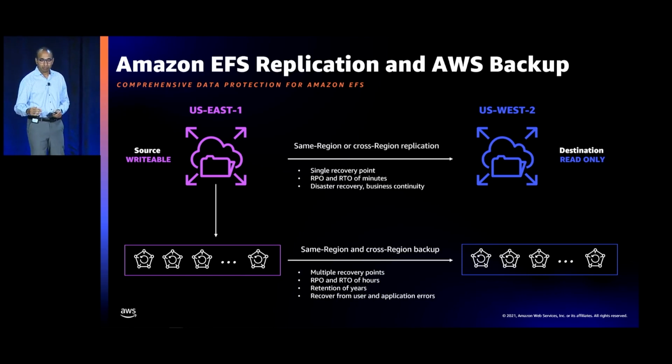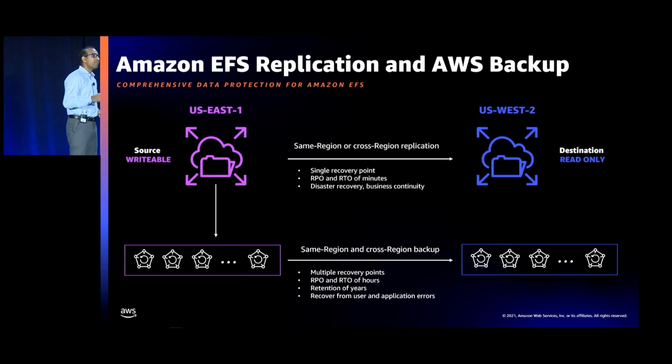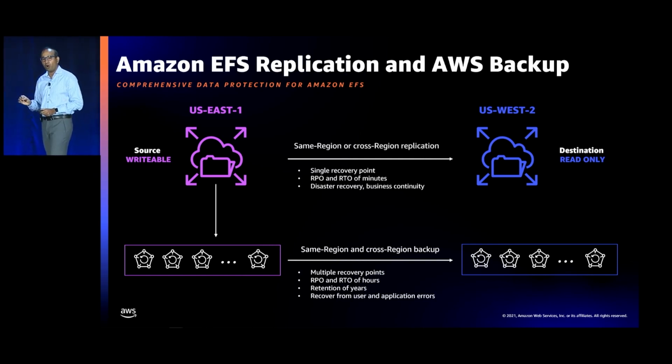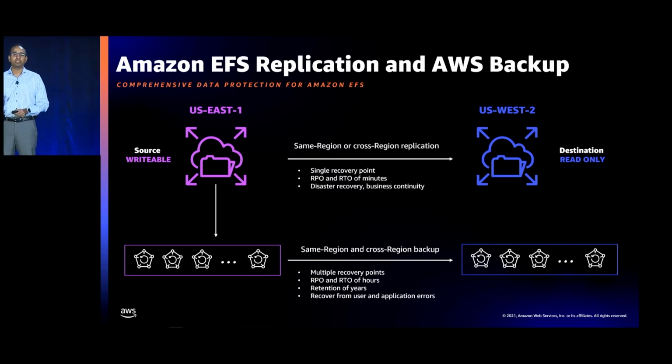It works alongside backup because with backup, you can do same region and cross-region backups. You actually have multiple recovery points with AWS Backup. You can schedule how often you want to take those recovery points as well. You can go as low as 1 hour. So AWS Backup essentially gives you an RPO of hours, RTO of hours. Depending on the size of the file system, it could take an hour to recover the file system. It could take an hour or so to back up the file system. So you have RPO and RTO of hours, not minutes. So that's one key distinction.